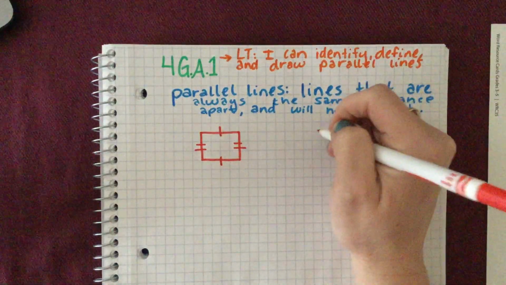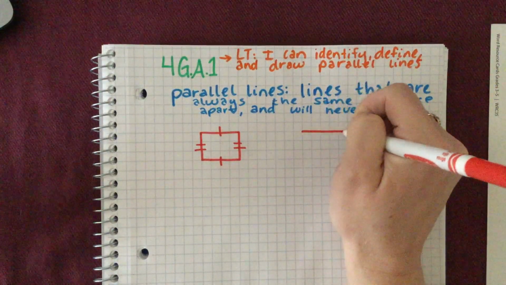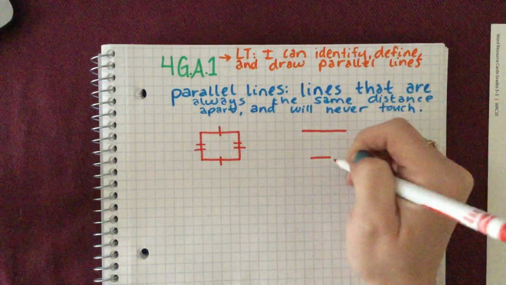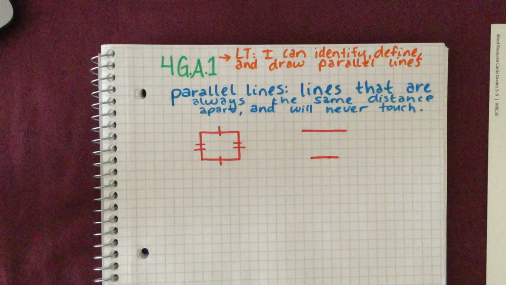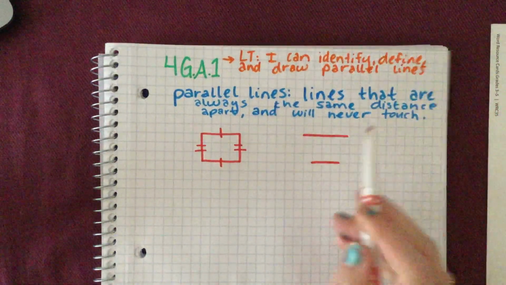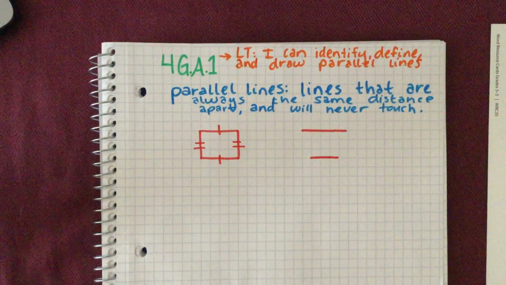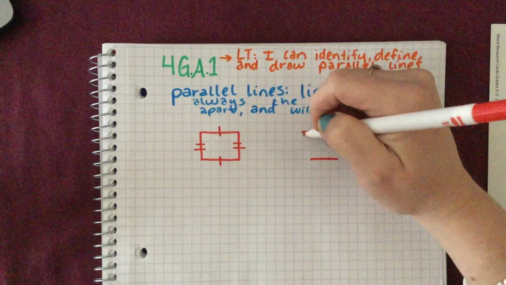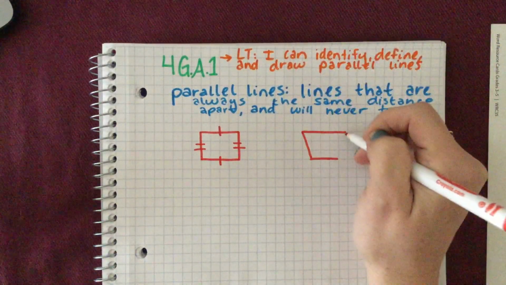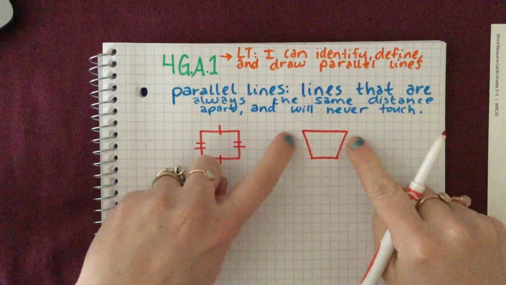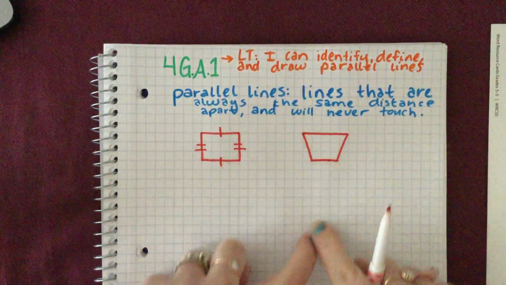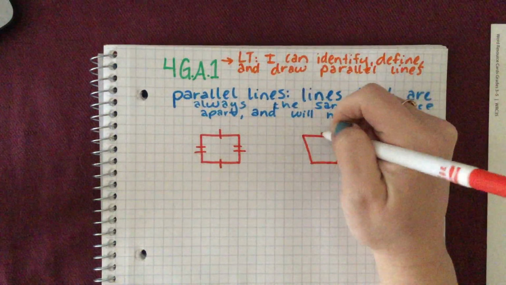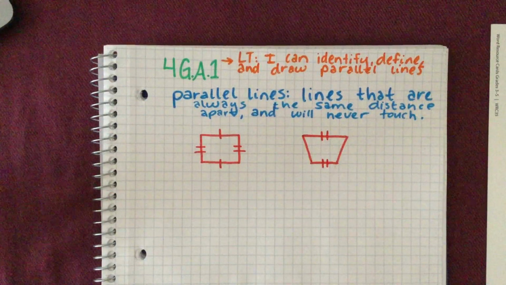Let's draw another shape. Same strategy. I'm going to draw a line on this line, but I'm going to draw a smaller line on this one. These two lines, if we keep going along on these lines in the same direction, will they ever touch? No, they won't. So these two lines are parallel, but watch. If I make a trapezoid with these lines, eventually, if these lines keep going down, they will intersect or touch. So these lines are not parallel, only these lines are.